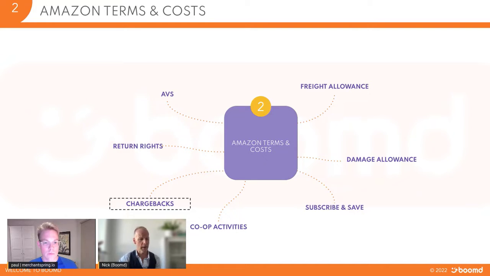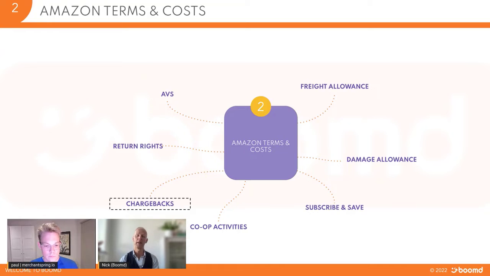Some of the other things are based on a percentage of net receipts, so they scale with your sales, but things like freight allowance, more relevant to the US. Damage allowance, that's a percentage. It's usually based as a calculation, as an average of returns and disposal costs per sector that you're selling in. Subscribe and save. So, if people are subscribing to one of your products and they buy it regularly, then there's a percentage there they can save, and that's funded by the vendor.